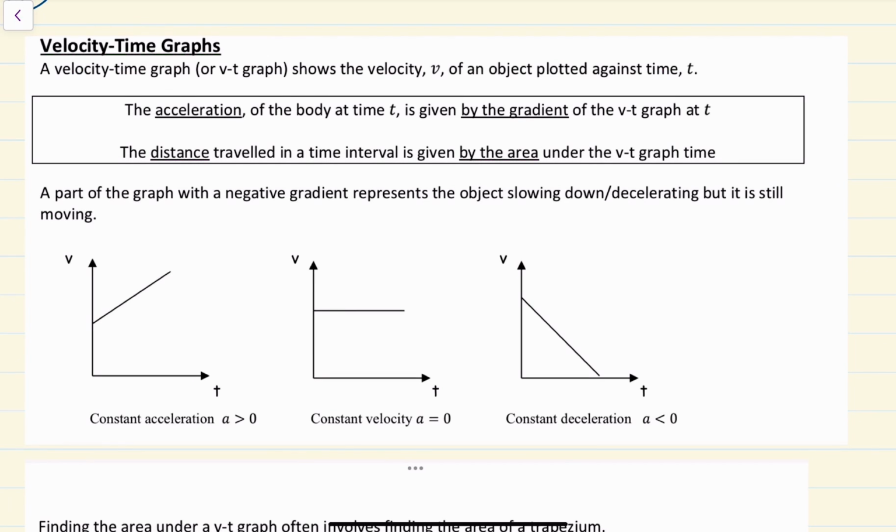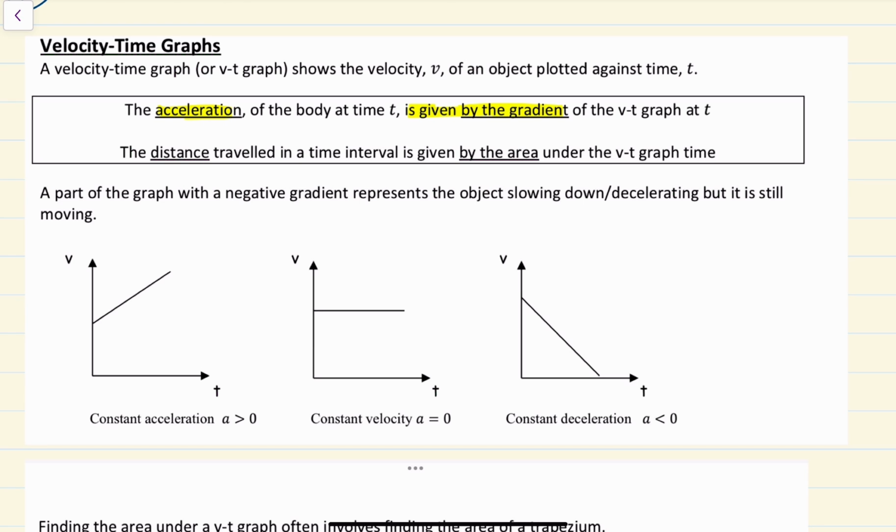In this video, we're going to look at velocity time graphs. Now, in the previous video, we looked at displacement time graphs or distance time graphs. Velocity time graphs are a little bit different. In a displacement time graph or distance time graph, the gradient gave the velocity, but in a velocity time graph, the acceleration is given by the gradient.